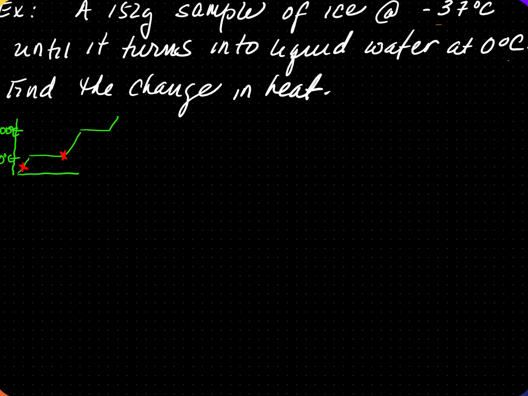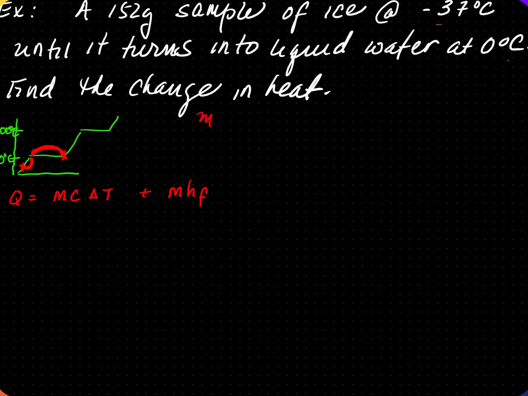Every single time there is a slope change, you must use a different equation. Each slope represents a different constant. So for this problem, there are two slopes. We have a slope from negative 37 to 0, and then we have 0. So if we start at negative 37, there is a change in temperature, so my Q is going to equal mc delta T. At the melting point, there is no change in temperature, so we're going to use mHF, which is mass times the latent heat of fusion.